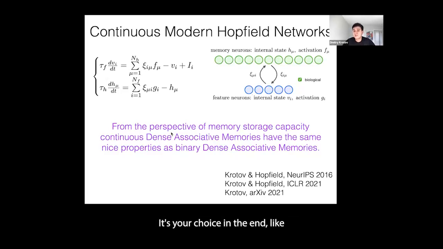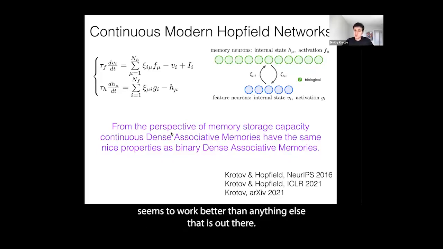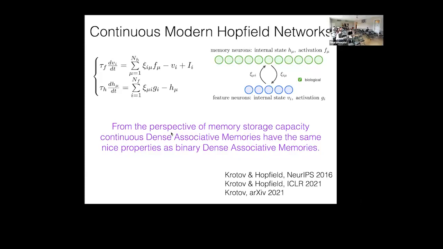And in the most advanced applications at the moment, we are training these new Hopfield networks using the backpropagation algorithm. And I'm not saying that that's the final statement. At some point in the future, we might be able to come up with better training strategies. But for the moment, for practically relevant machine learning applications, backprop seems to work better than anything else that is out there.